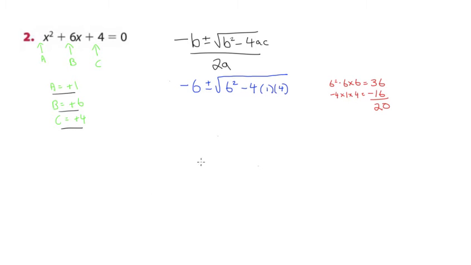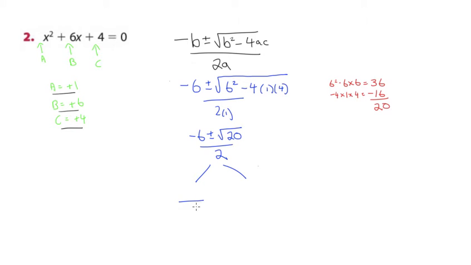I'll just go back to blue, and that's all over, sorry, that's all over 2A, and A is 1. So 2 multiplied by 1. So our next line will be minus 6 plus or minus the square root of 20 all over 2. 2 multiplied by 1 is 2. Now, here's where we split the sum. And everybody who had a go at this, you all split the sum, and you did that perfectly. So that was great.